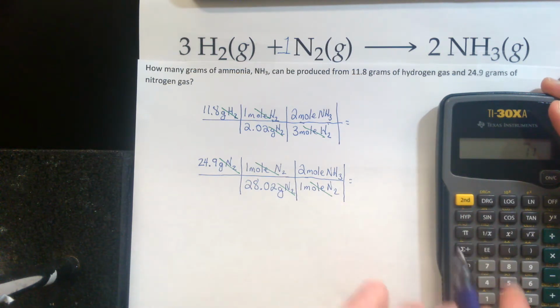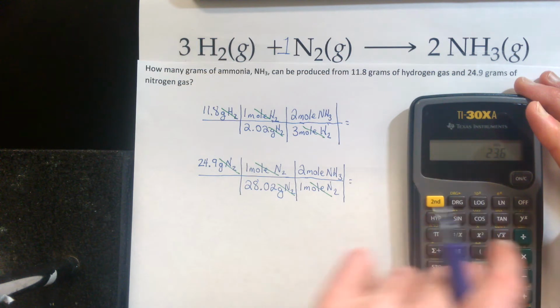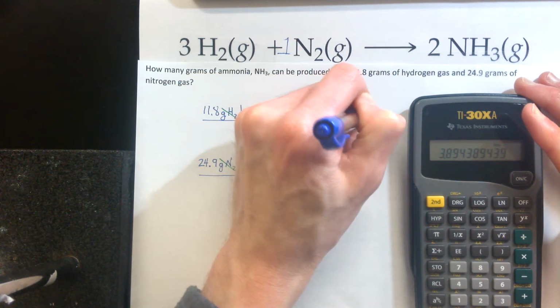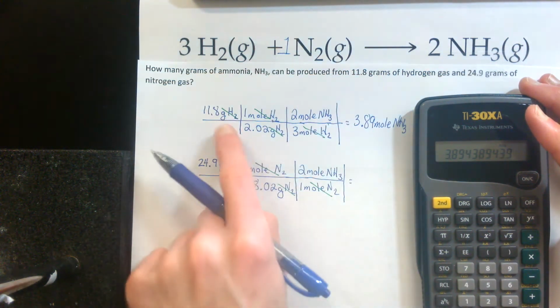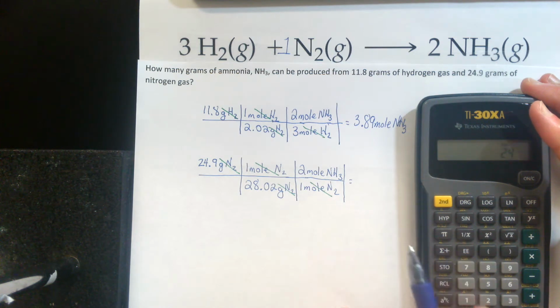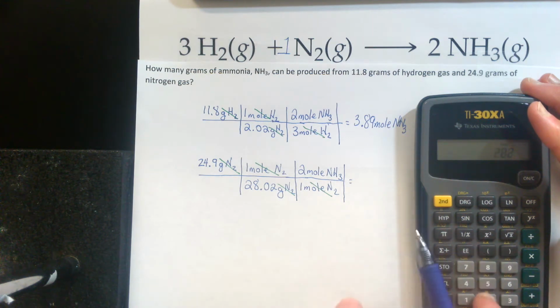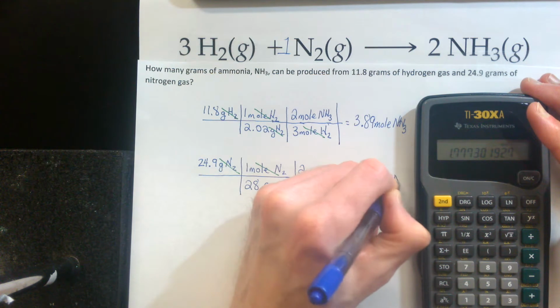So let's go 11.8 times 2, and then we divide by the quantity of 3 times 2.02, and we get 3.89 moles of ammonia potentially from here. Now let's do the same thing with the nitrogen. 24.9 times 2 divided by the quantity 28.02 times 1. So we have a potential of 1.78 moles of ammonia.